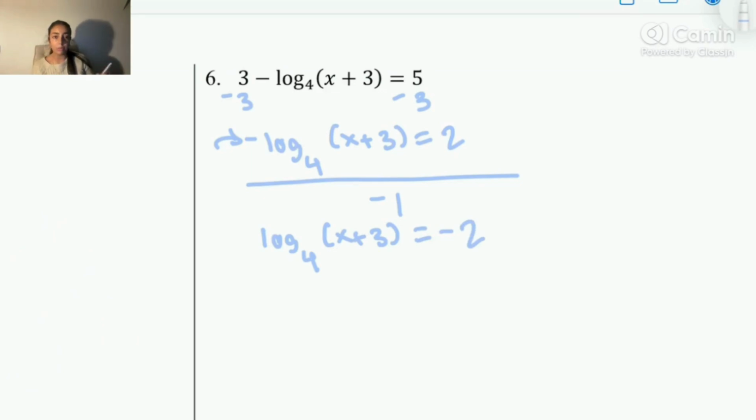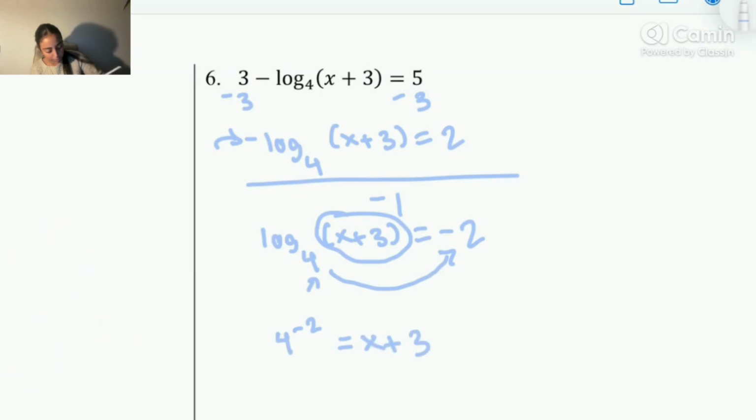And now we can just apply basic log principles. So we're going to take the base here and raise it to the power of whatever the equation equals, and it should equal whatever's in the parentheses. So 4 to the power of negative 2 equals x plus 3.